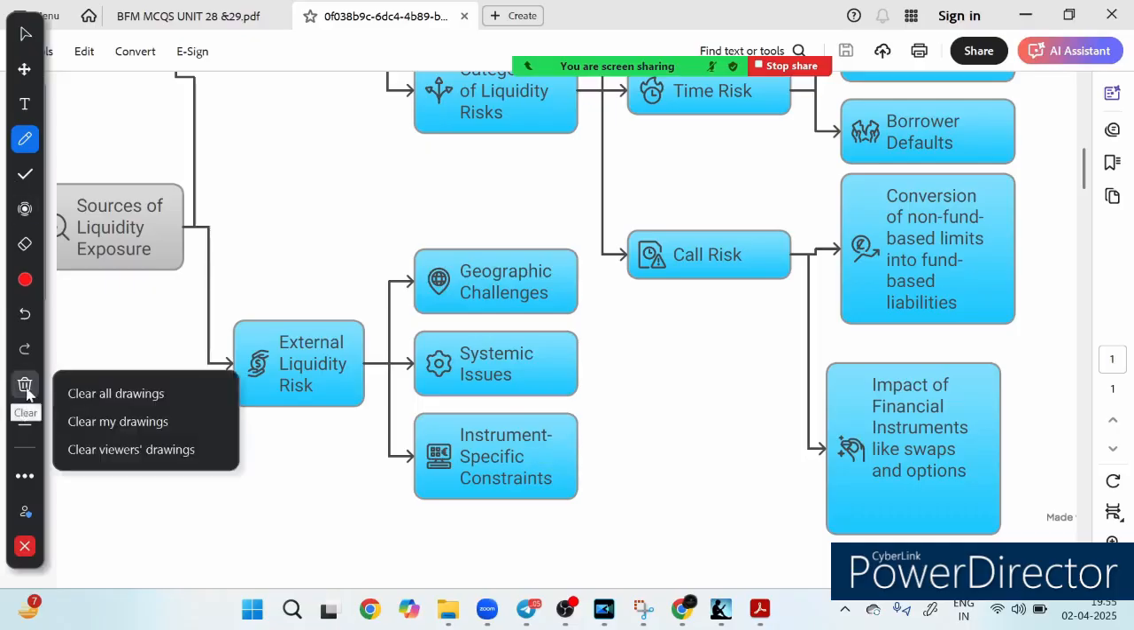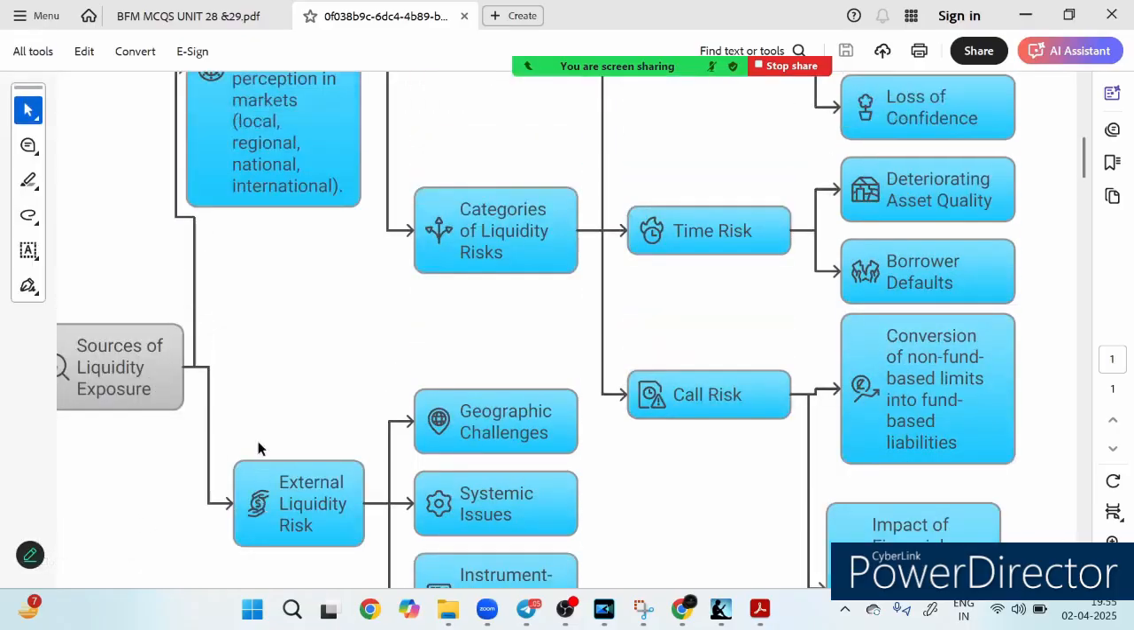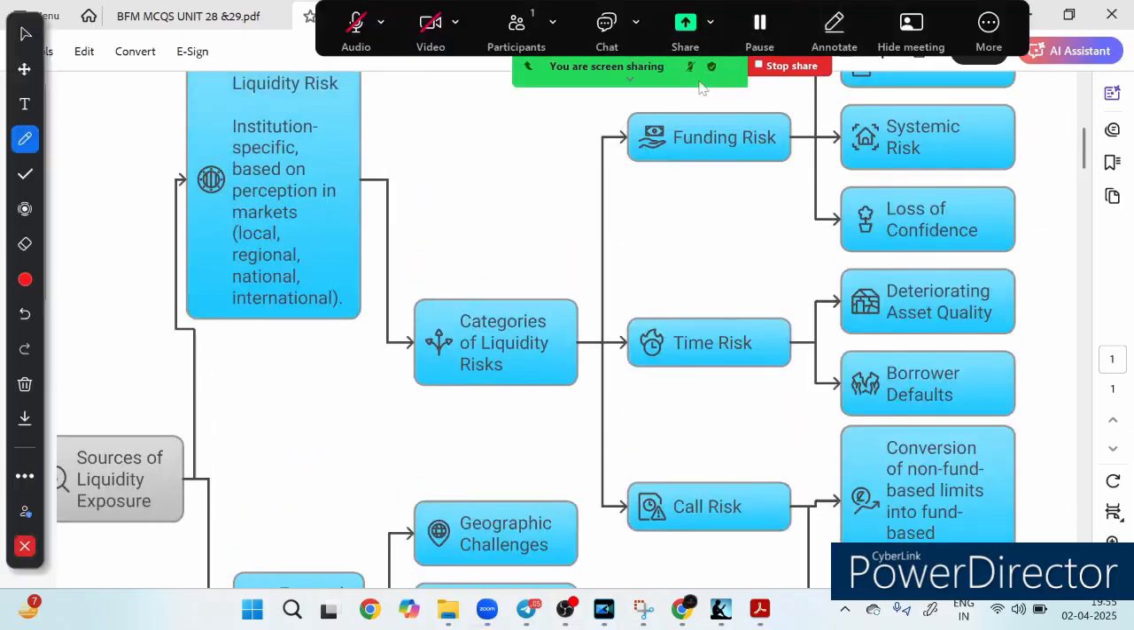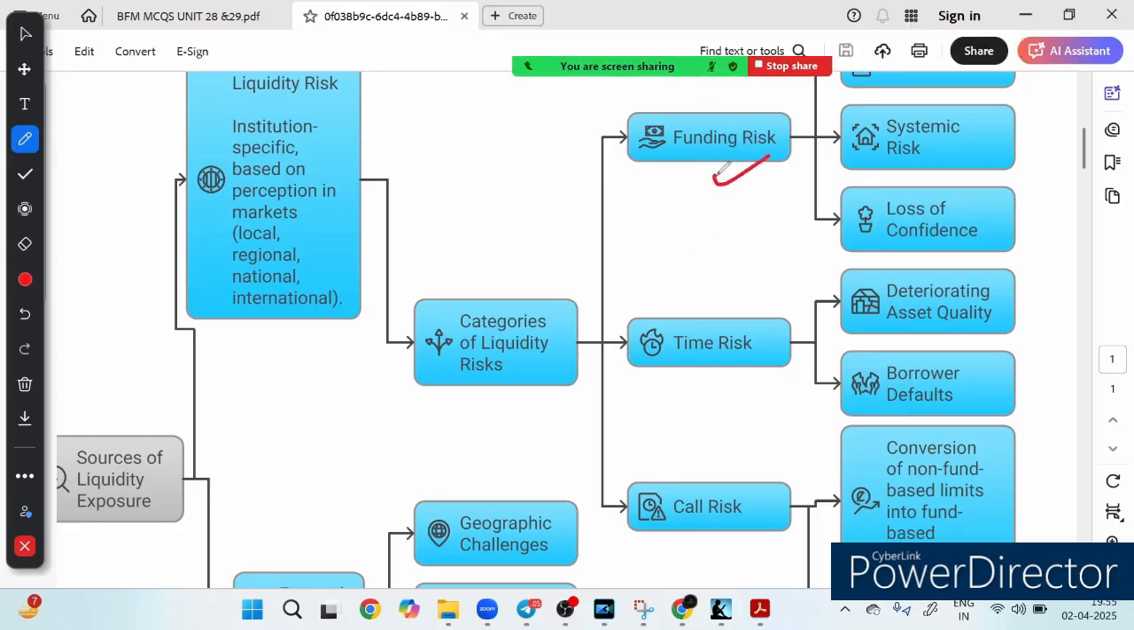Now friends, let's talk about the categories of liquidity risk. Here you can see categories of liquidity risk. The three main categories are, let's explore the different types of liquidity risk that the bank faces. First is called the funding risk. So what is the meaning of funding risk? This simply means the risk of not being able to raise money. Yes, the bank is not able to raise money from the external source when required, and this kind of risk is called funding risk.